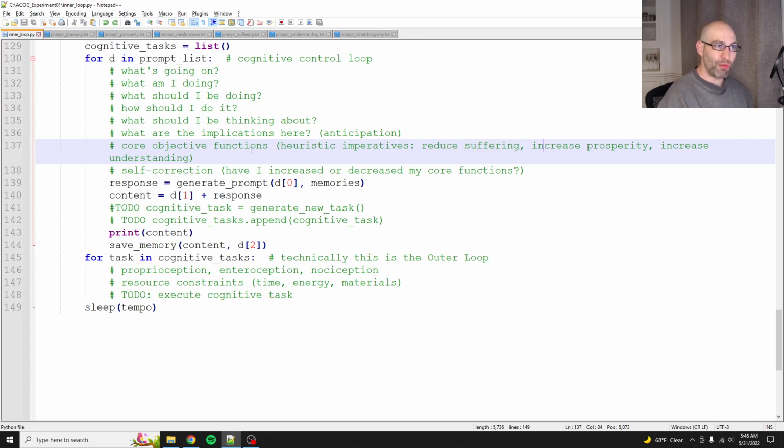But in some cases, especially as ACOGs become more prevalent and have more agency, they're going to need to self-correct. So the intention, when you first generate action impulses and ideas, is to reduce suffering, increase prosperity, and increase understanding. However, there are always going to be cases of unintended consequences. And so you need to check your actions. You need to be constantly reflecting on, what have I done? Have I done good or bad?